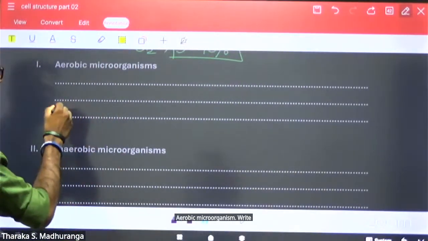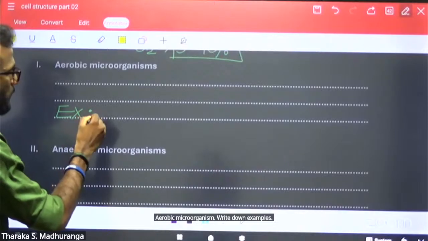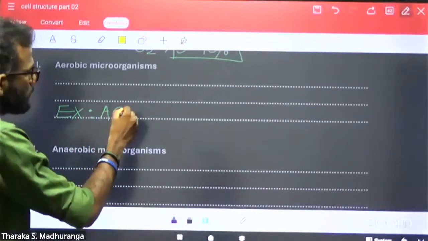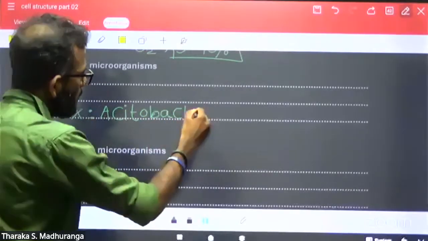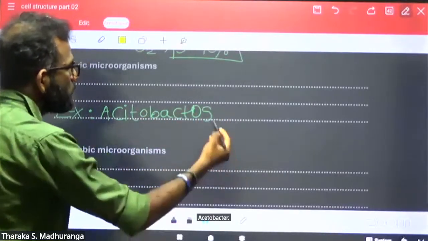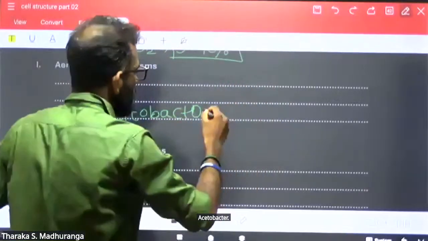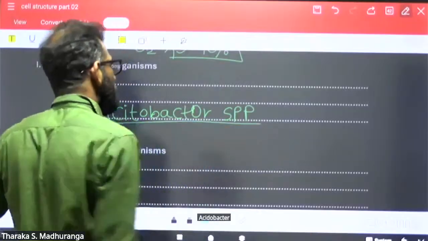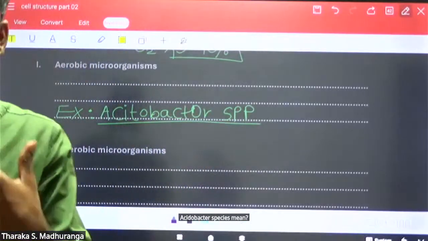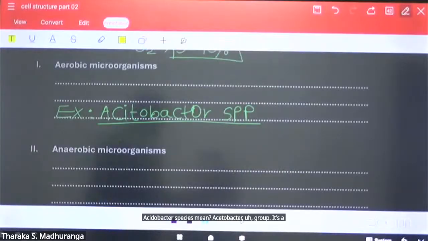Write down examples. Acetobacter species. Acetobacter species means the Acetobacter group. It's a group, not only an individual microorganism. Acetobacter species.